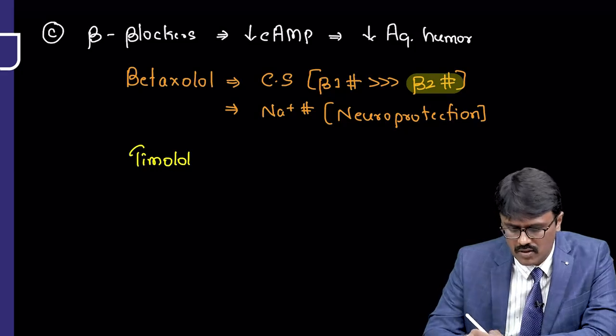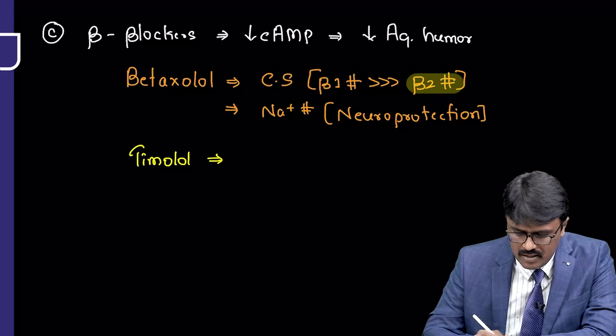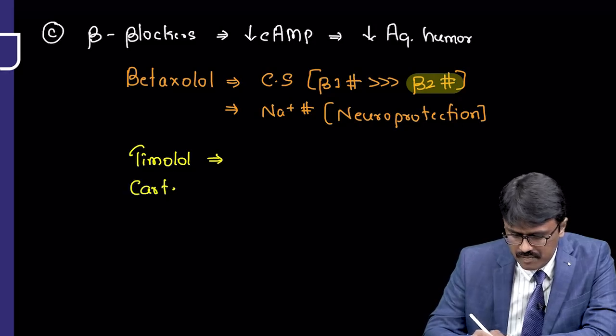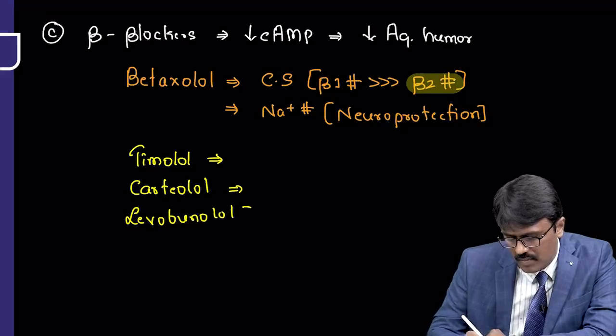Now the timolol is a non-selective beta blocker, and then the other ones are carteolol, and one more is called levobunolol. So these are what we call non-selective beta blockers.